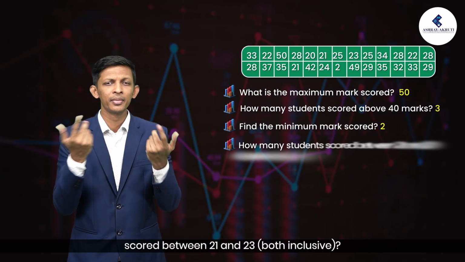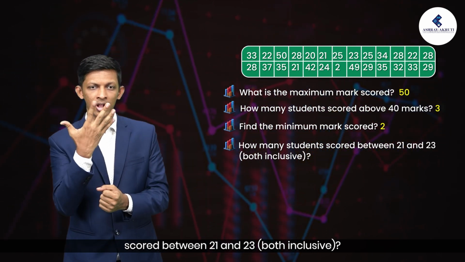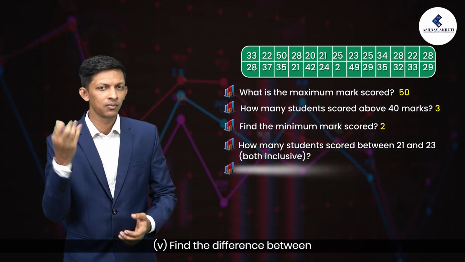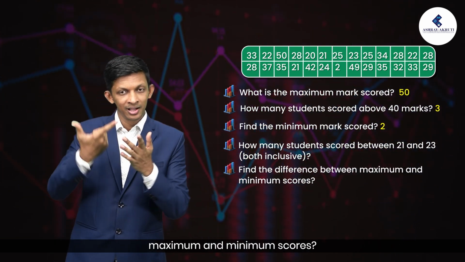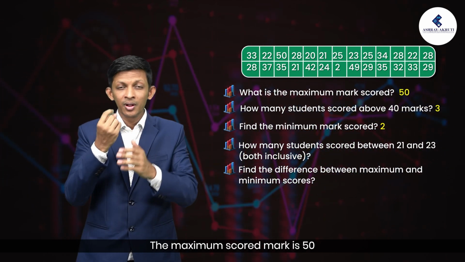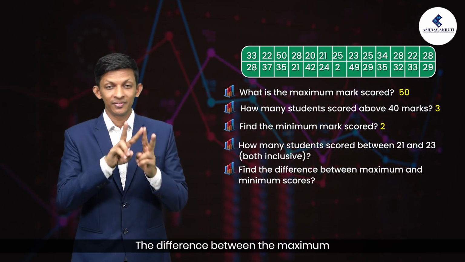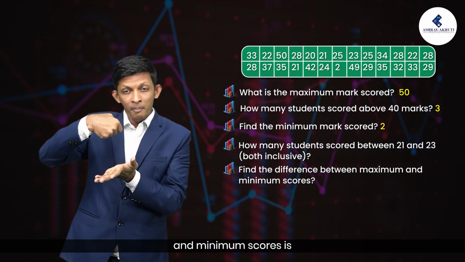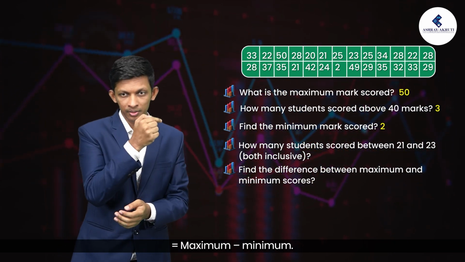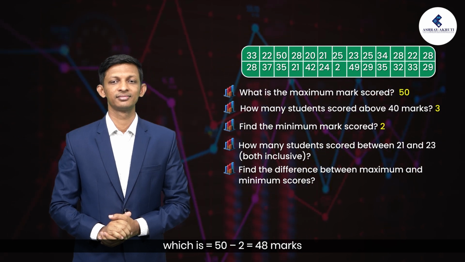How many students scored between 21 and 23, both inclusive? 5 students scored between 21 and 23. Find the difference between maximum and minimum scores. The maximum scored mark is 50 and the minimum scored mark is 2. The difference between the maximum and minimum scores is equal to maximum minus minimum, which is equal to 50 minus 2, which is equal to 48 marks.